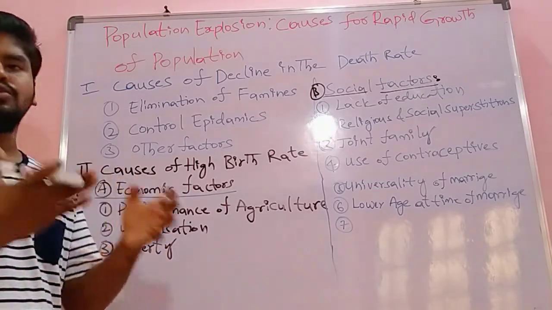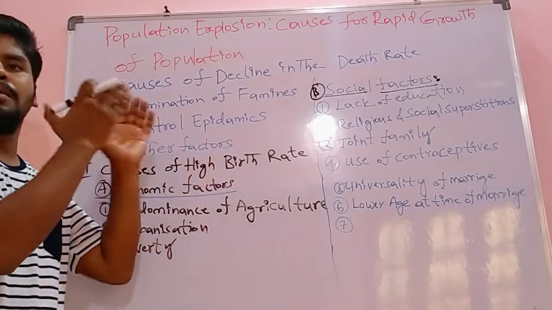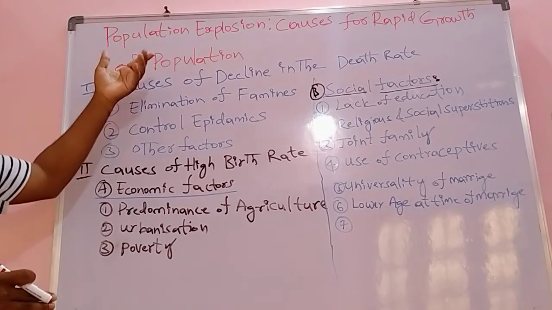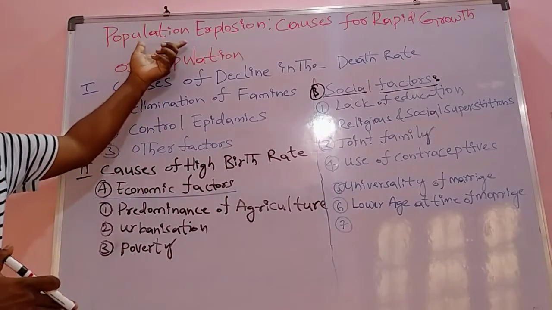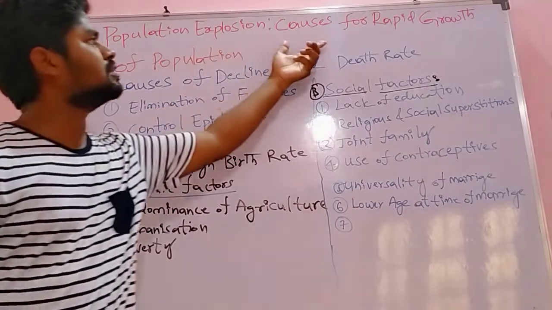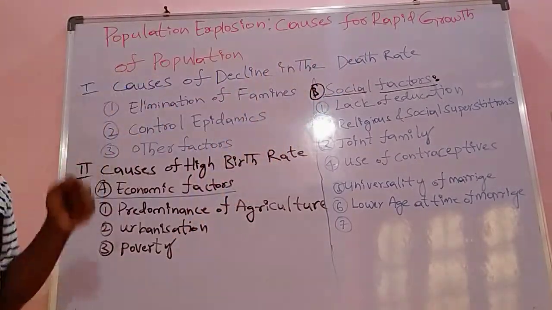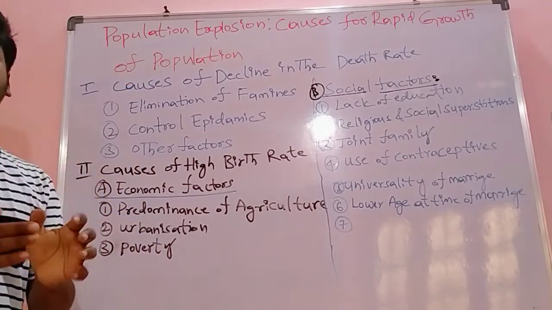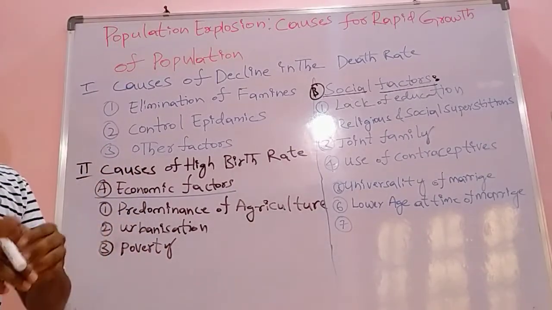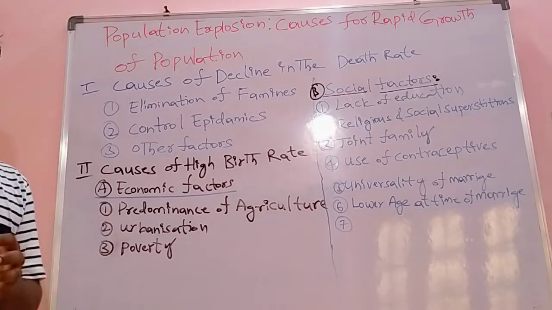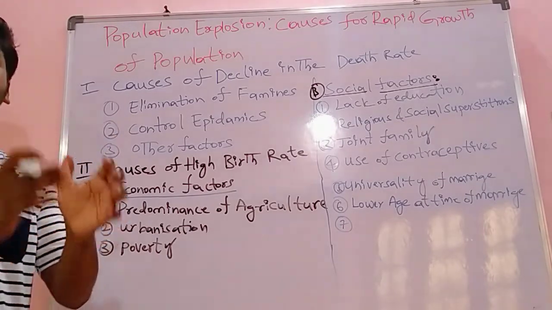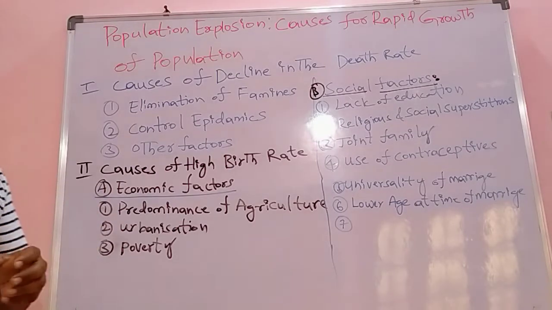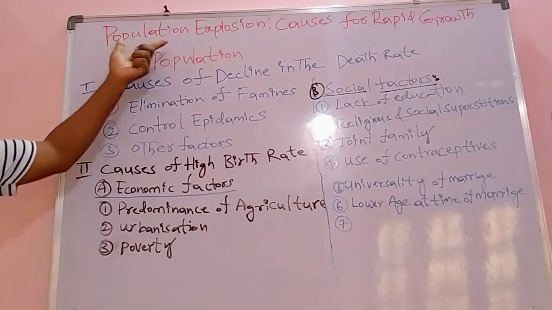Coming to today's topic in the second chapter, population and human resource, the third important topic is population explosion and causes for rapid growth of population. Before going to the topic, first the introduction: the population theory and demographic transition. In his book, An Essay on the Principle of Population, the famous economist T.R. Malthus explained about population explosion.